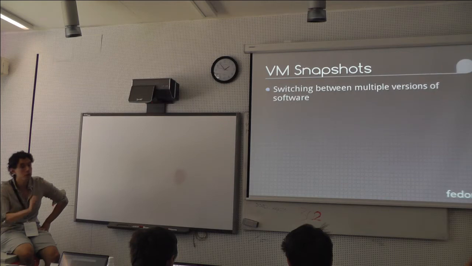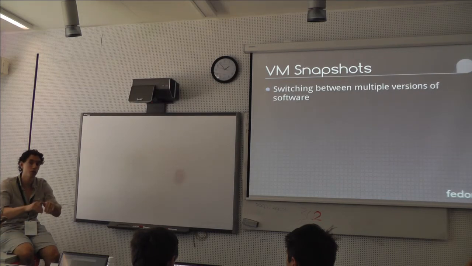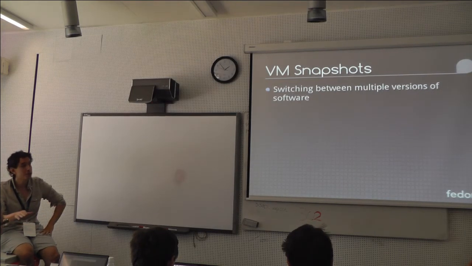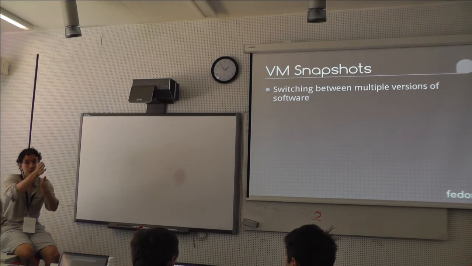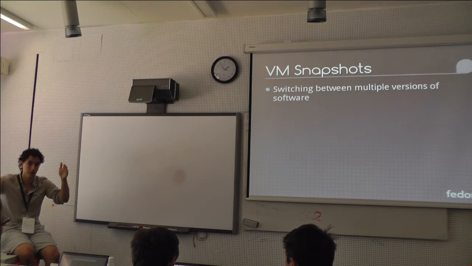These ones are internal snapshots because all the data is stored in the QCOW2 file. Live snapshots are external snapshots because when you take a snapshot, it creates a separate disk image overlay file.